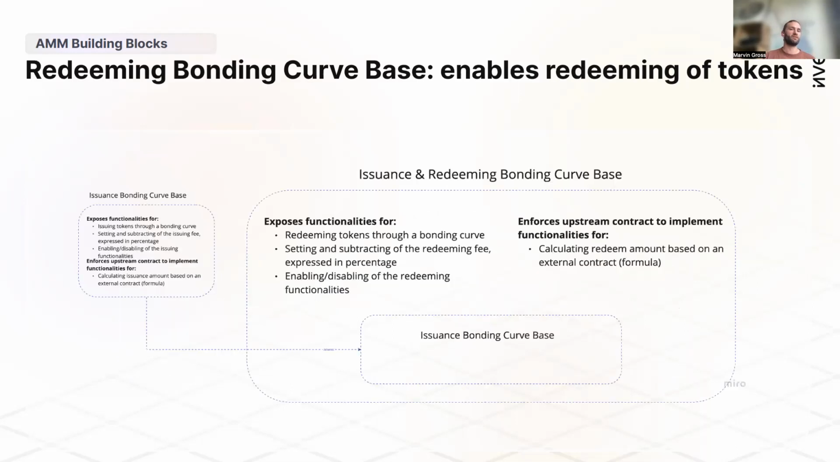The second building block that we created is a redeeming functionality. This contract inherits from the other functionality, so it has all of the issuance functionality and extends it with redeeming functionalities. So redeeming tokens through a bonding curve, again, setting and subtracting the fee, as well as enabling and disabling of this redemption functionality. It also enforces an upstream contract to implement a formula contract.